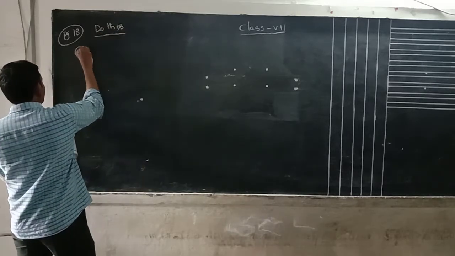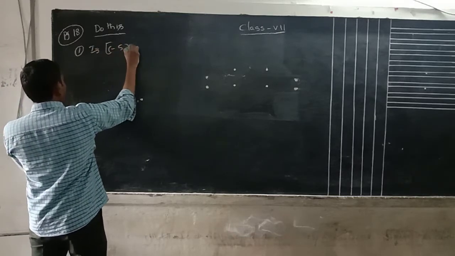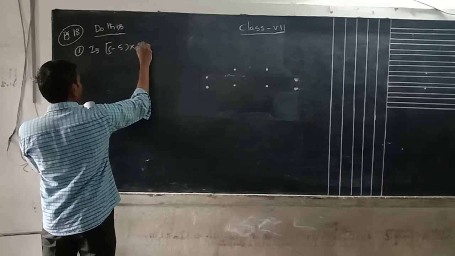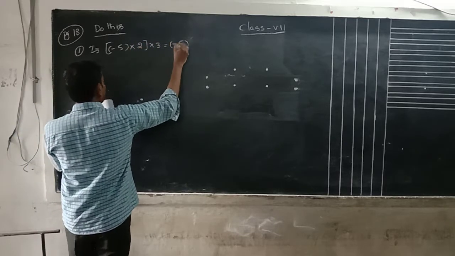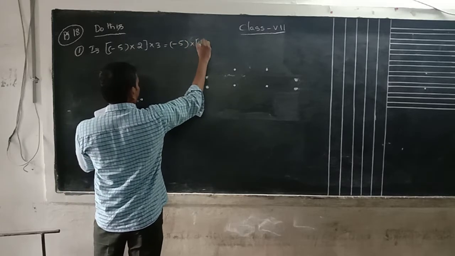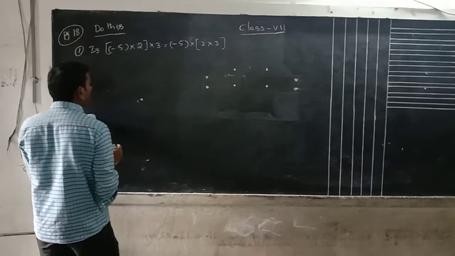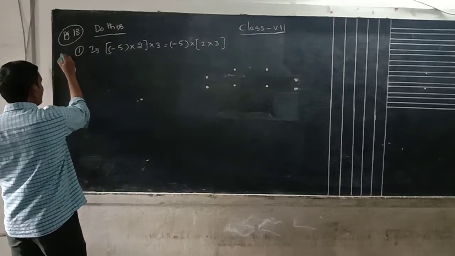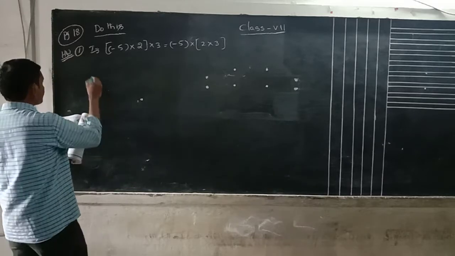What is the first question? Minus 5 multiply 2 multiply 3 is equal to minus 5 multiply 2 into 3, like this way. This one we have to do as homework. I will explain the next one.